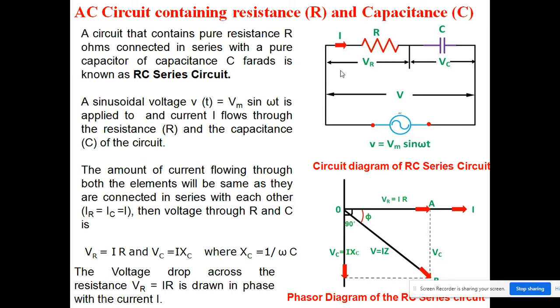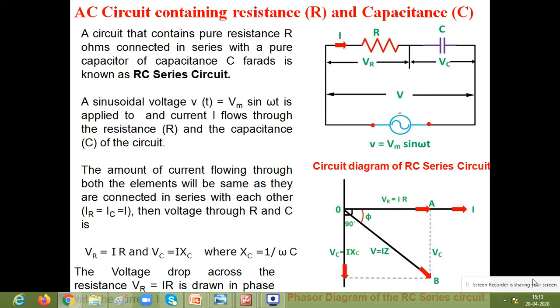If I want to write the voltages, then VR equals IR, and VC equals I XC, where XC is the capacitive reactance. So the circuit diagram of the RC series circuit is this, and you can see the phasor diagram for it.